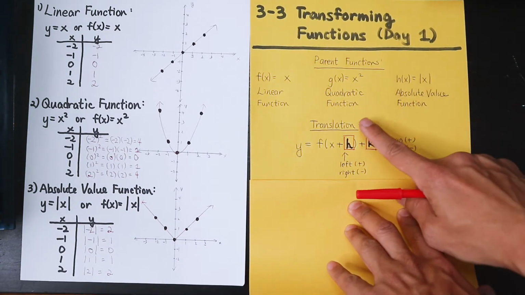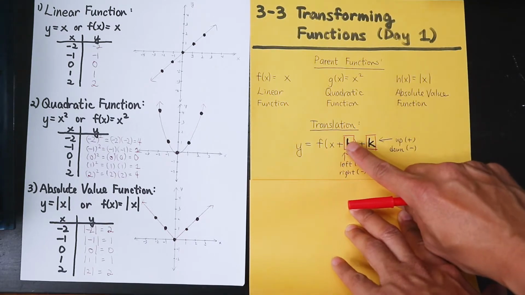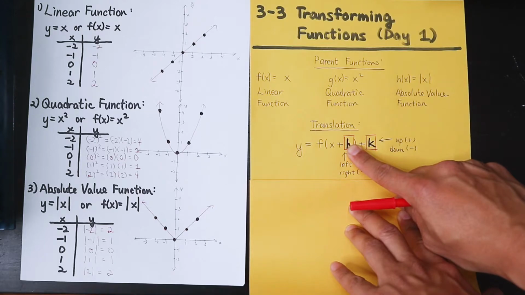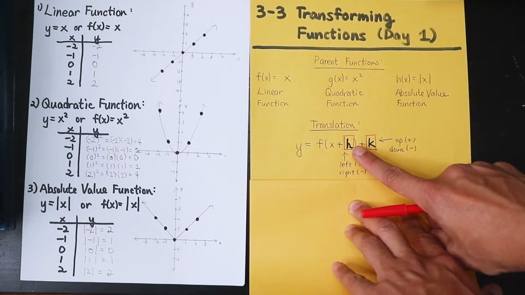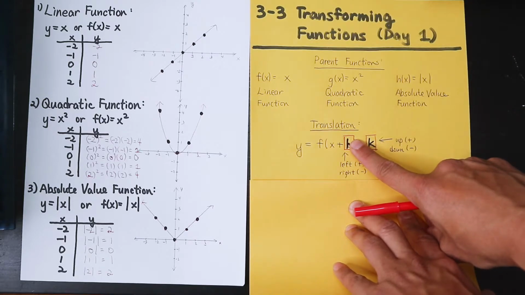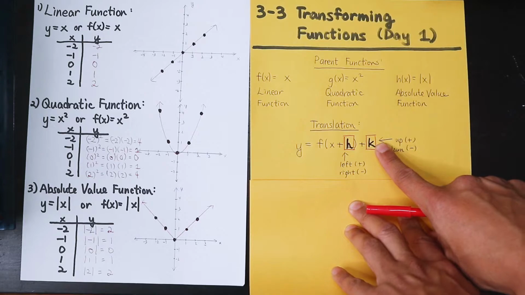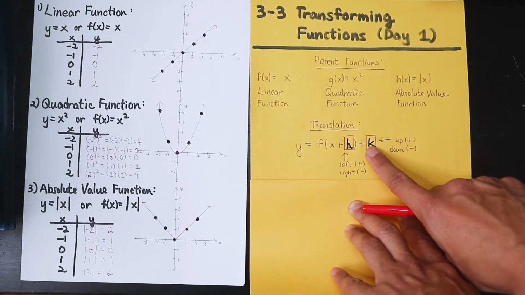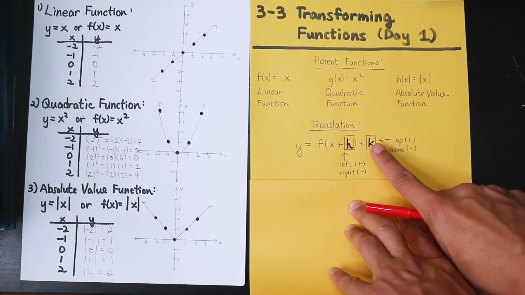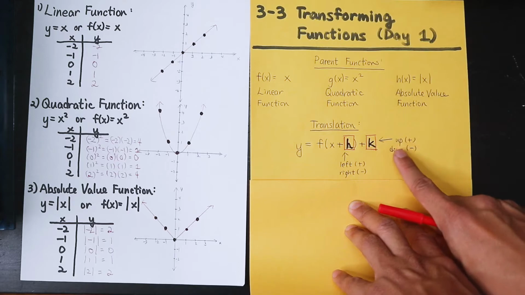So translation says that if you have a parent function or mother function, if there is a number inside the parent function, if it's positive, you're going to move all the dots to the left, and if it's negative, you move all the dots to the right. And likewise, if there's a number outside or after the parent function, if it's positive, you're going to shift, translate those anchor points upwards. And if it's negative, you translate those anchor points downwards.